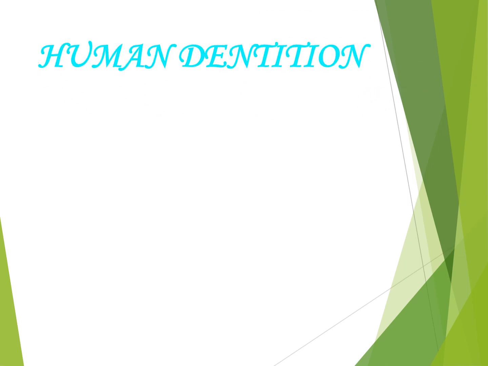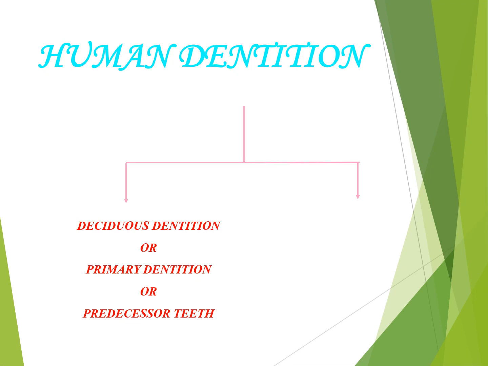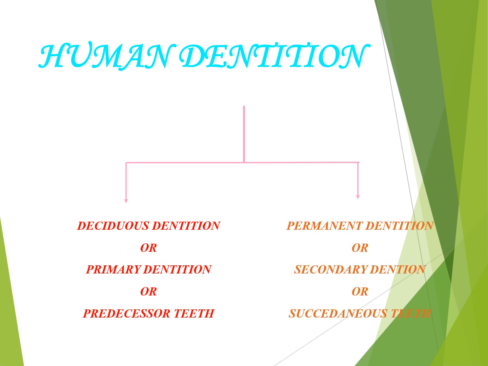So as you all know, the human dentition can be divided into primary dentition and permanent dentition. The primary dentition is also called deciduous dentition, and the secondary dentition is the one called the permanent dentition. The other name for the primary teeth is the predecessor teeth, and the permanent teeth are referred to as succedaneous teeth because they succeed the primary teeth. So the two types of dentition include deciduous dentition, because they exfoliate, and the permanent dentition, which is going to be retained for the lifetime of the patient.